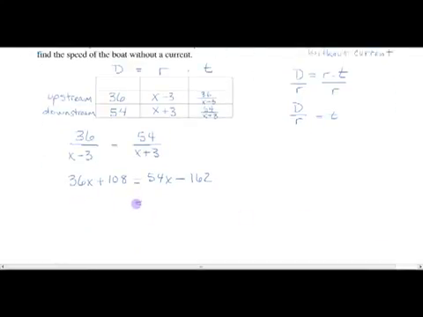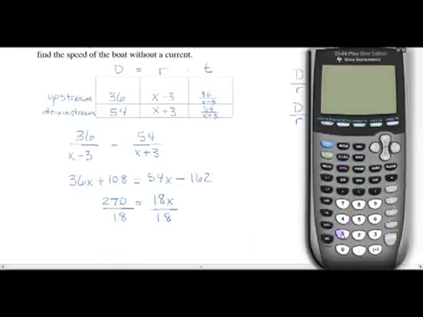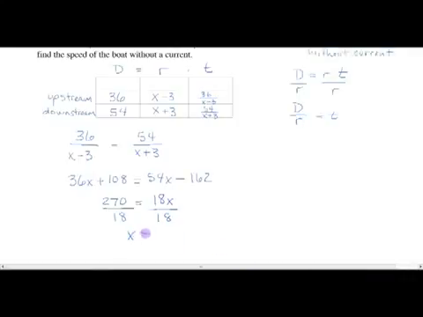This is going to give me 18x on the right. On the left, I'll have 270. Now I'm ready to divide by 18. When I divide 270 by 18, I get 15. x equals 15.